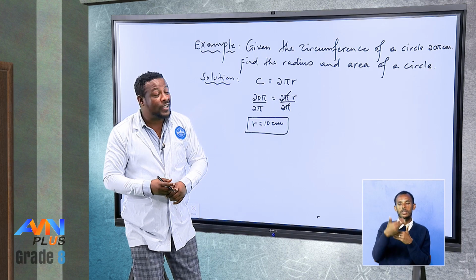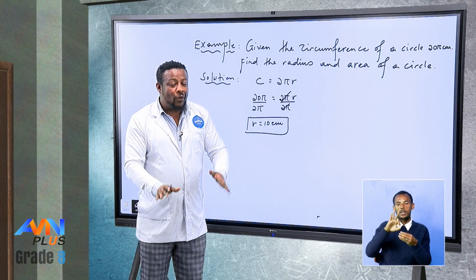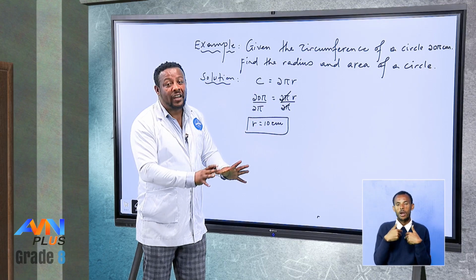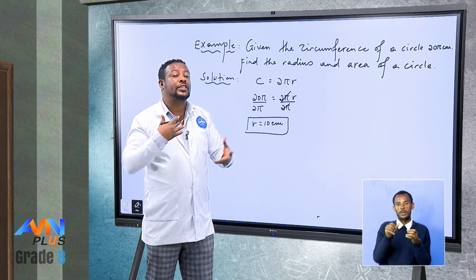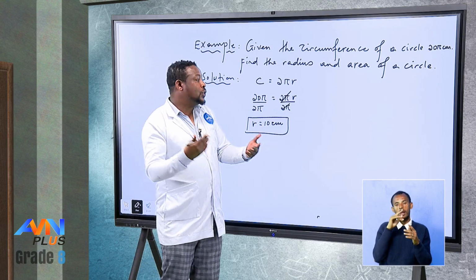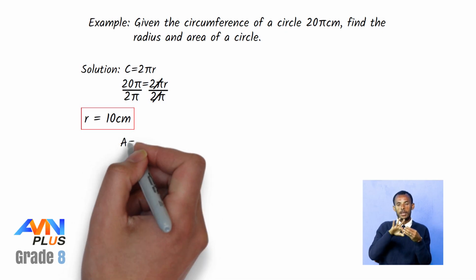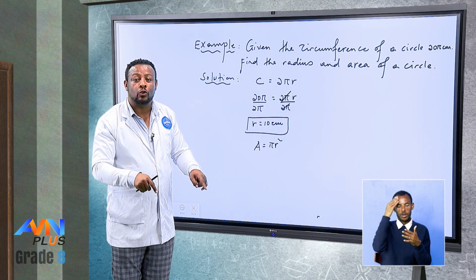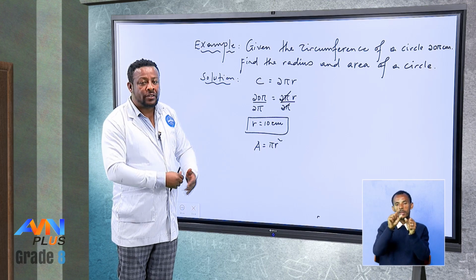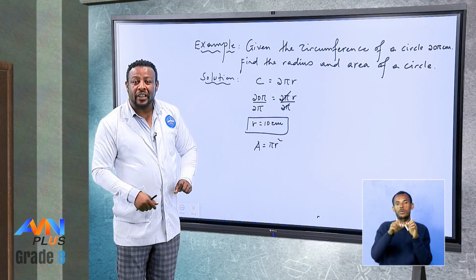Next, we are also asked to calculate the area of a circle. Now, if you have the radius, calculating the area of a circle is a straightforward activity. So, area of a circle is pi r square. This is the formula. You need to know the formula to calculate the area. Otherwise, you cannot calculate it. So now r is already known.